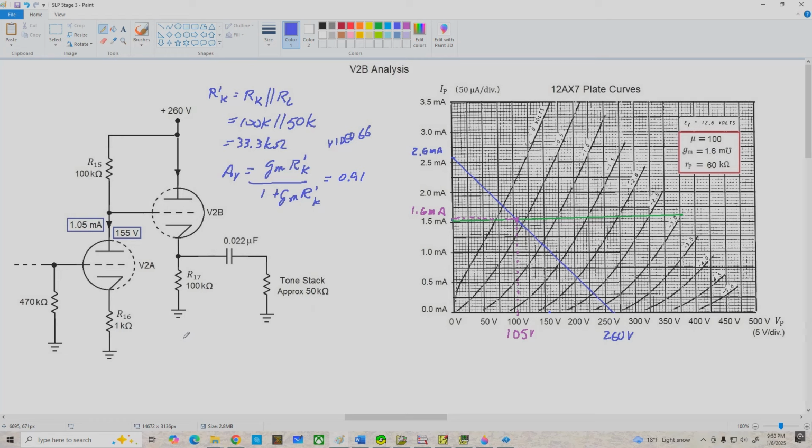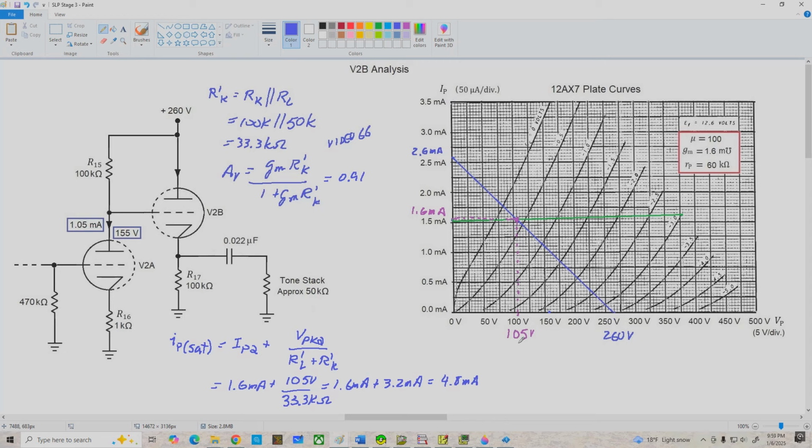And we know that in the most general case, IP sat is equal to IPQ plus VPKQ divided by R prime L plus R prime K. So we don't have a traditional load resistor up here like the common cathode version would. So this term is equal to 0. And so we're just working with R prime K in our denominator. And we've got 1.6 milliamps plus 105 volts divided by 33.3 k ohms. So we've got 1.6 milliamps plus, this works out to be about 3.2 milliamps, which gives us an IP sat of 4.8 milliamps. Now that's off of our graph here, and if we wanted to, we could extend this up and add on to this scale, but let's not worry about that for now.